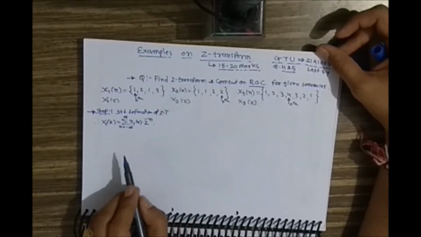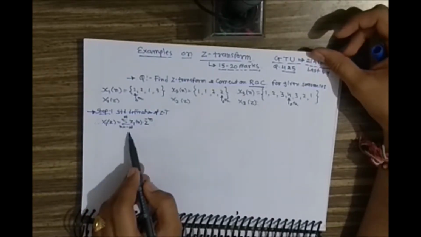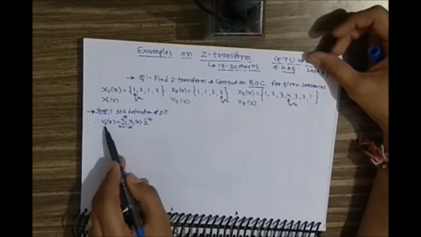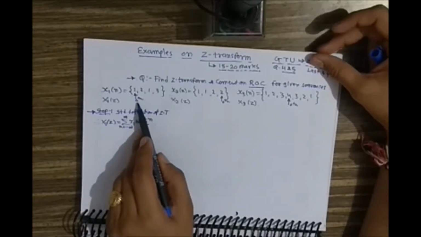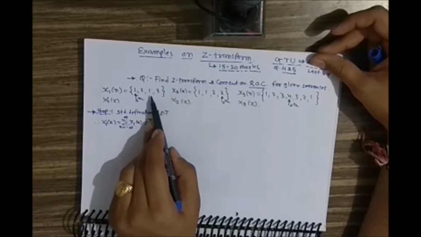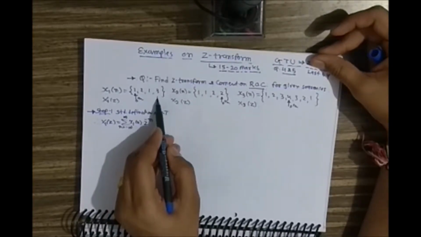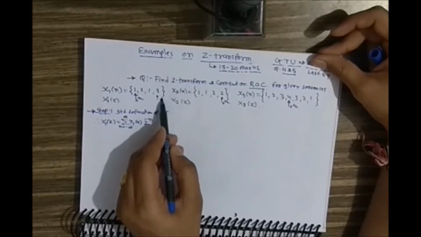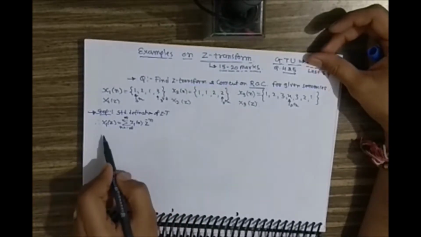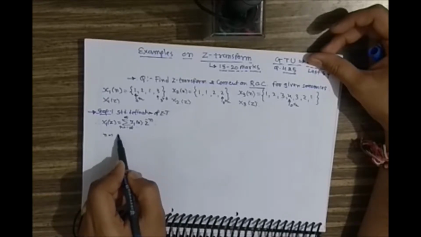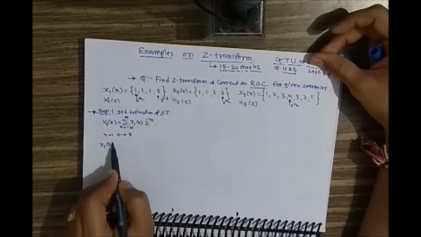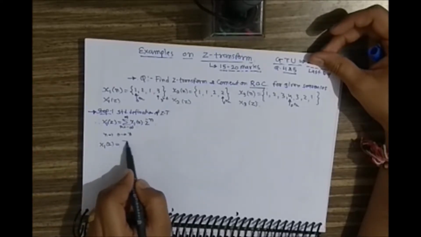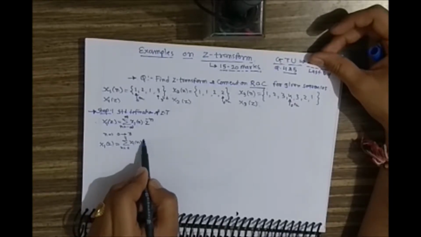Step 1 for x1 of n, so x1 of z is x1 of n into z raised to minus n. Now the important point is what should be the limit of n to calculate x1 of z. Consider x1: the starting point is 0, so the 0th sample, first sample, second sample and third sample. So the last point in x1 of n is 3. So the limit of n becomes 0 to 3. If we put that limit in x1 of z, x1 of z becomes summation from n equal to 0 to 3 of x1 of n z raised to minus n.